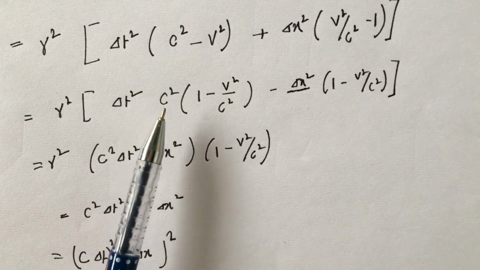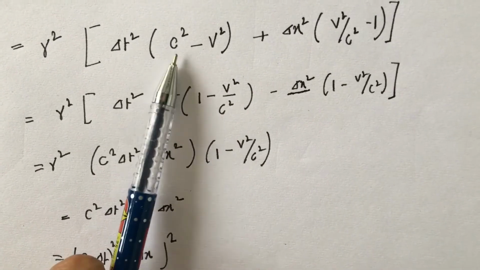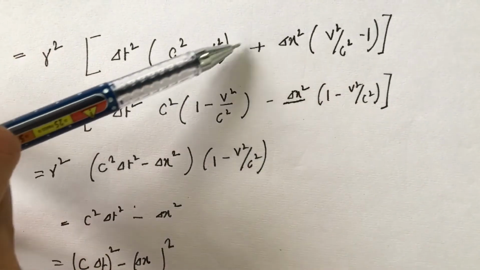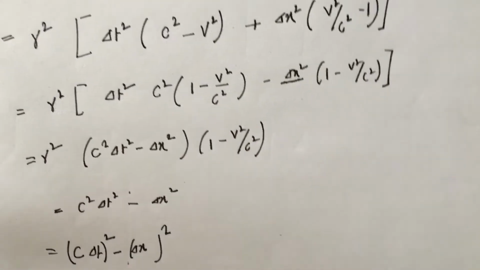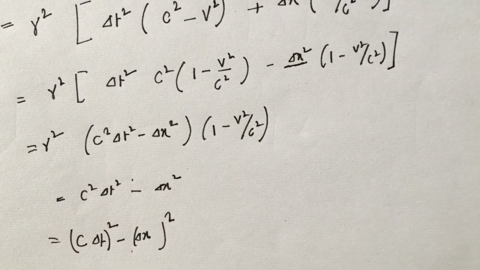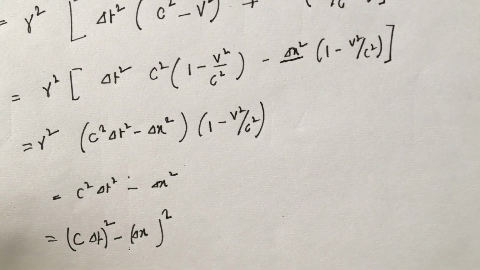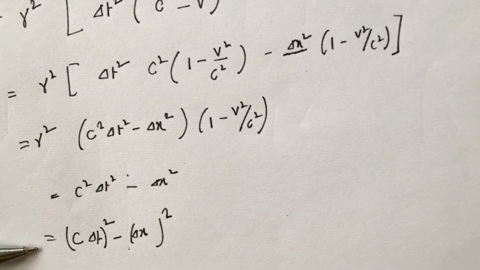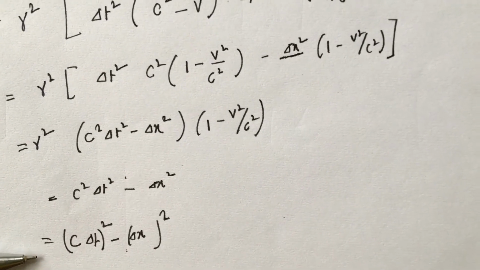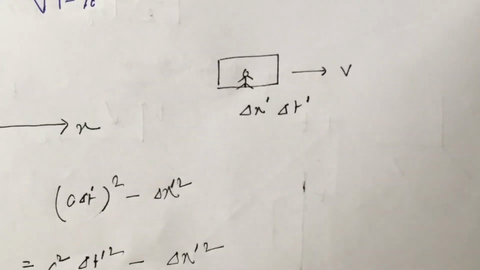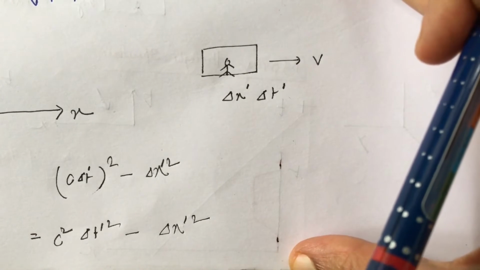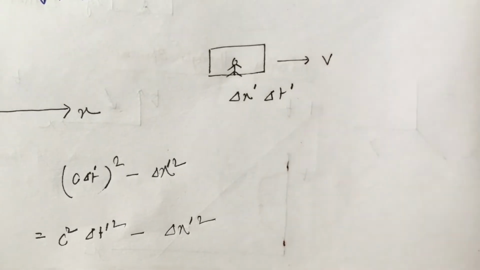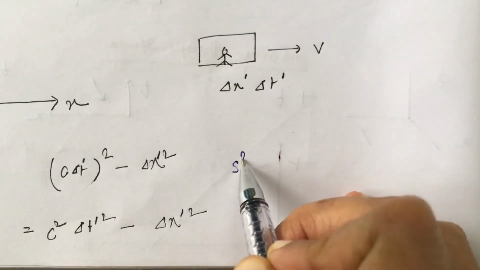Then again taking out c square from this parenthesis and having a minus sign here in front of del x square, I have reached this place. So what I got is this: c del t whole square minus del x square is equal to c del t prime square minus del x prime square. From equation 16 of my special theory of relativity, this is nothing but s square.